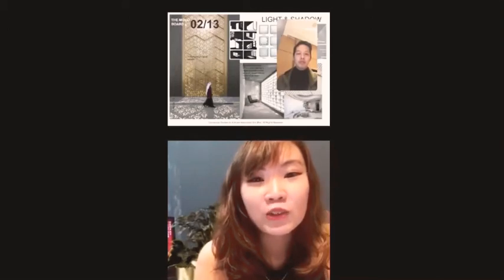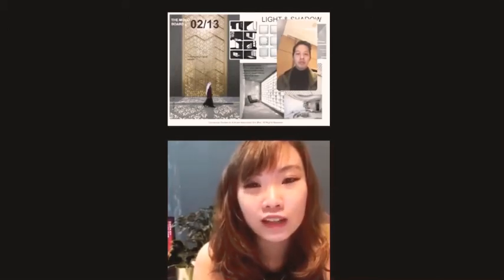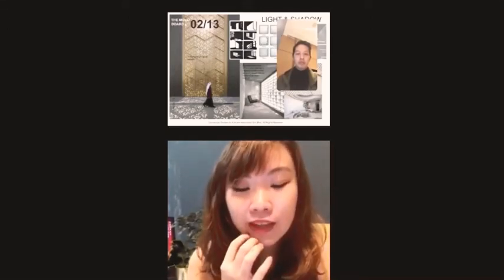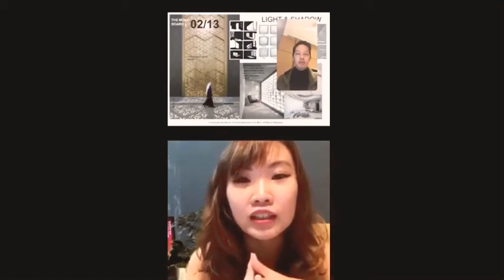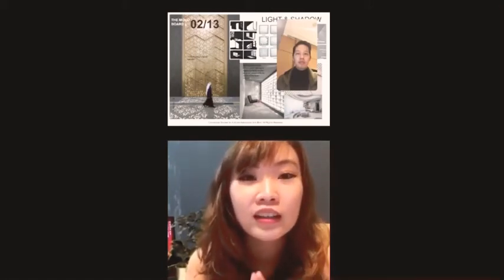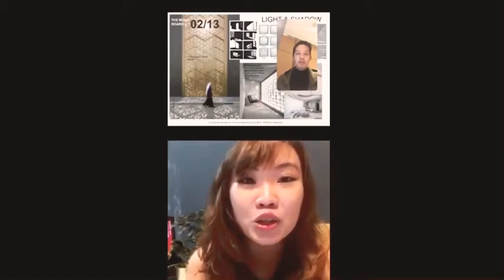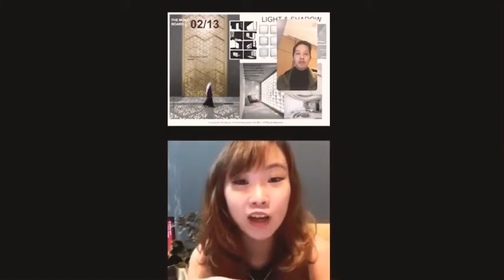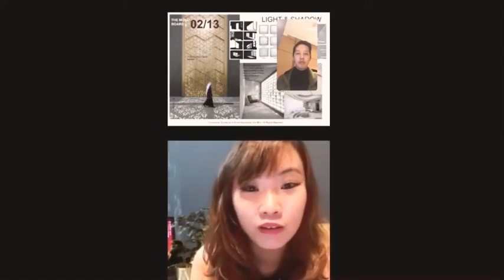So if you see, this is one of the pages in my mood board. Technically, what I'm trying to portray here is the concept of light and shadow. This kind of concept is a favorite for many architects.